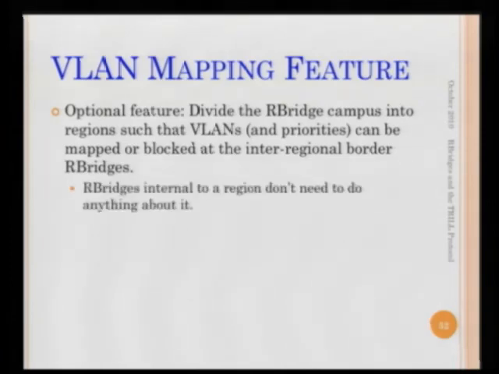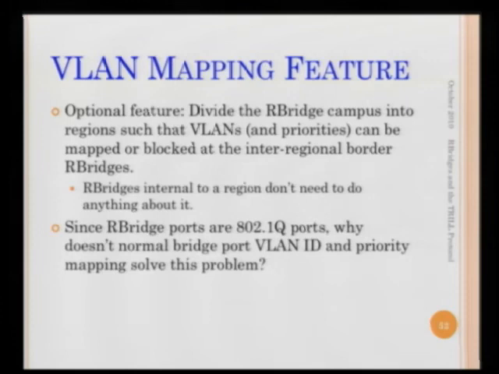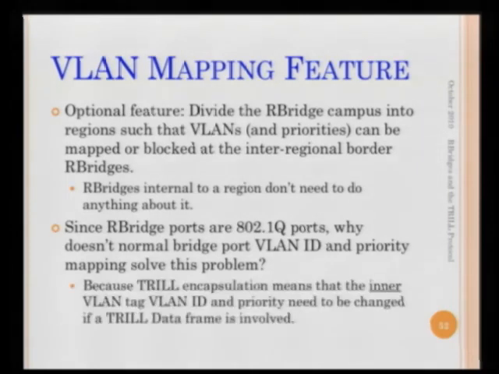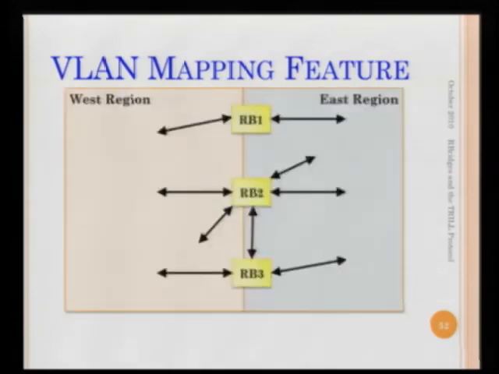This is done in such a way that any of the RBridges internal to a region don't need to know anything about this. They can just ignore the whole thing. And a question you might have is, well, that's sort of interesting, but since these RBridge ports are 802.1Q ports, why don't all the normal bridging facilities for doing VLAN ID mapping or priority regeneration solve your problem? And the answer is, it's because of the TRILL encapsulation, that the true VLAN ID and the preserved priority are in the inner frame. So you need to have a facility where you can change those inner values. So here's a couple of regions and 3 border RBridges. There could be lots of RBridges in each region, and they wouldn't need to know anything about what was going on.